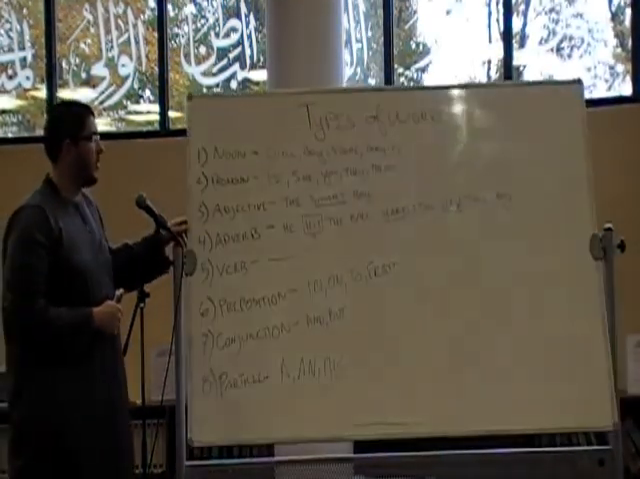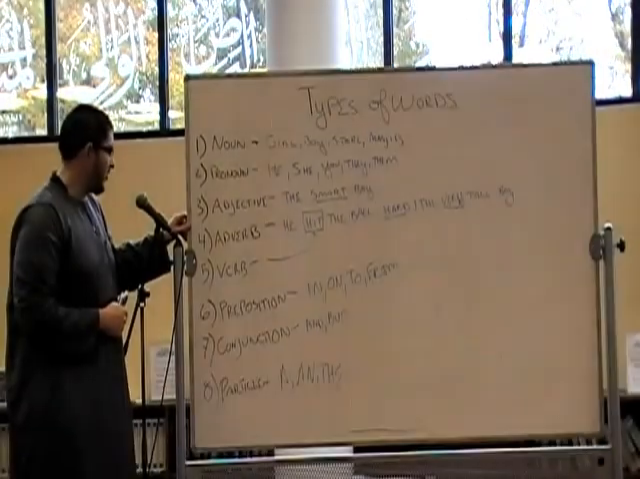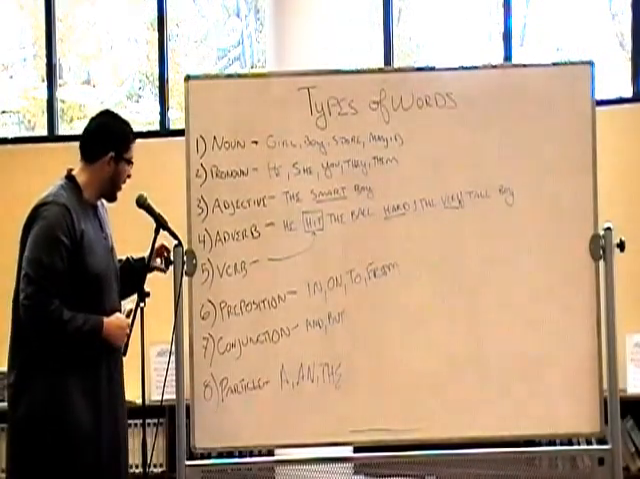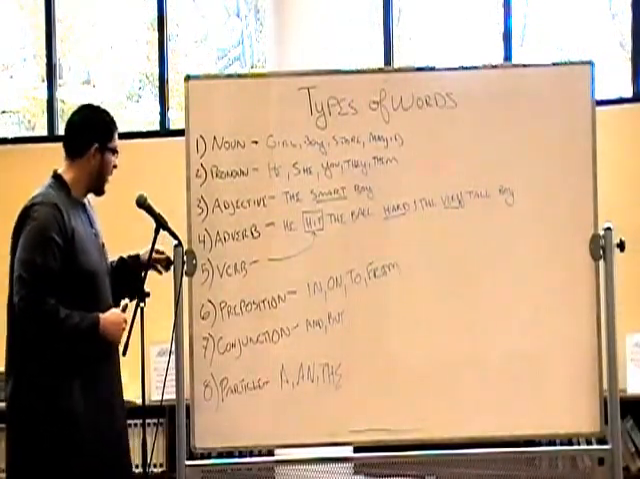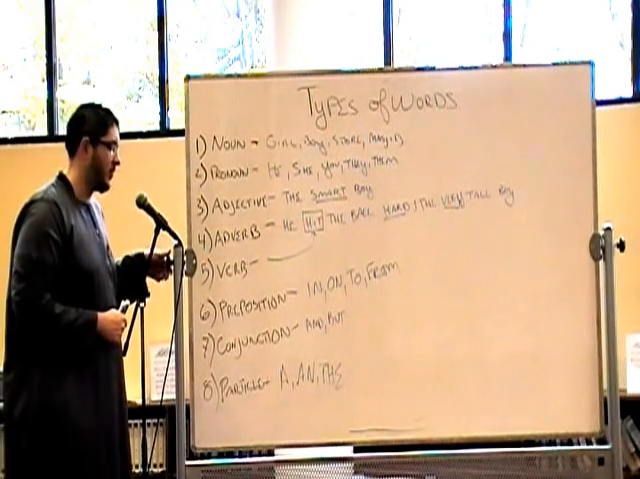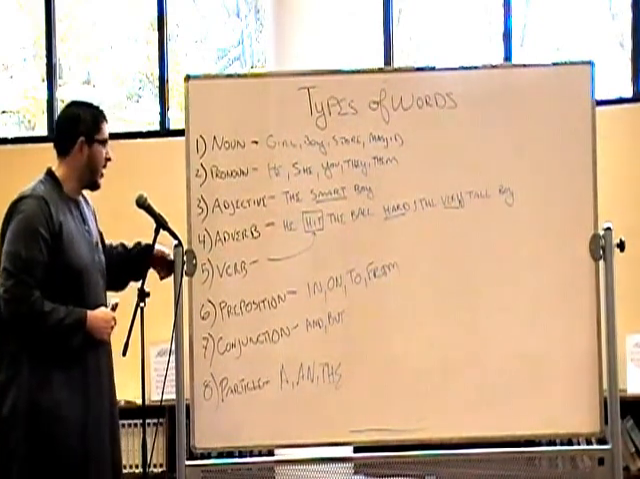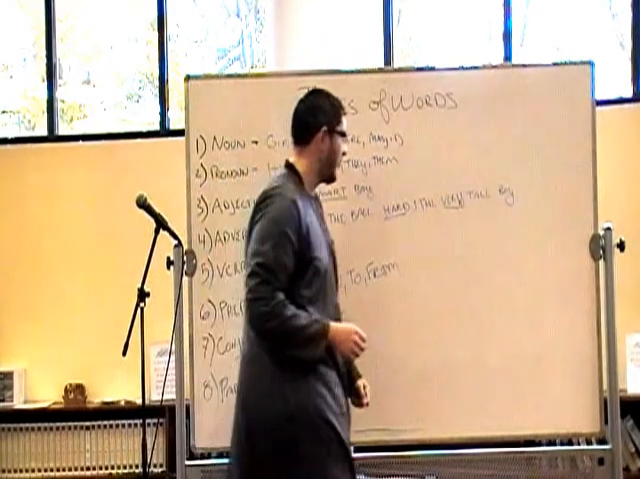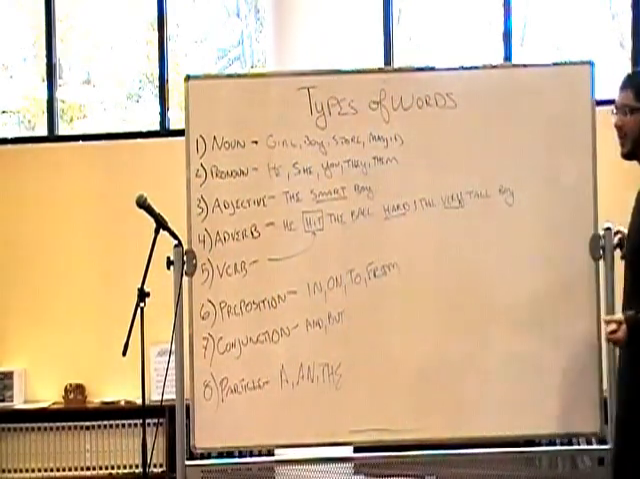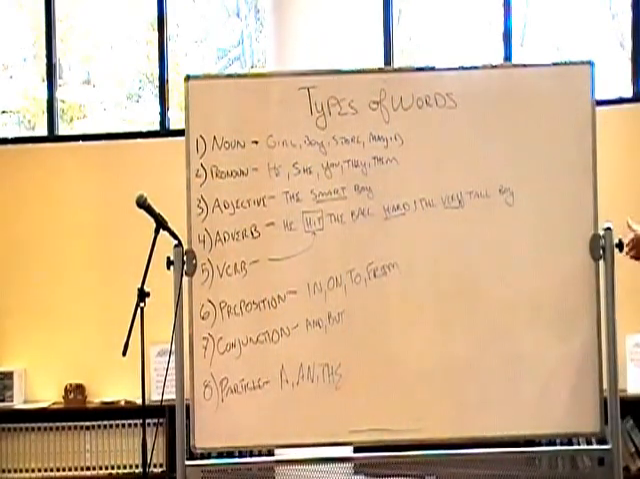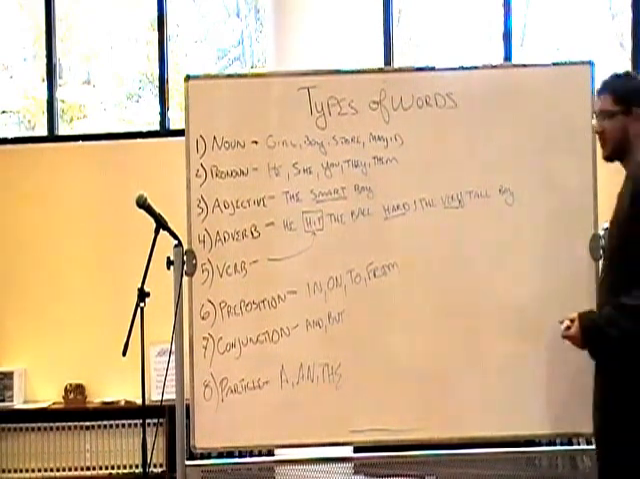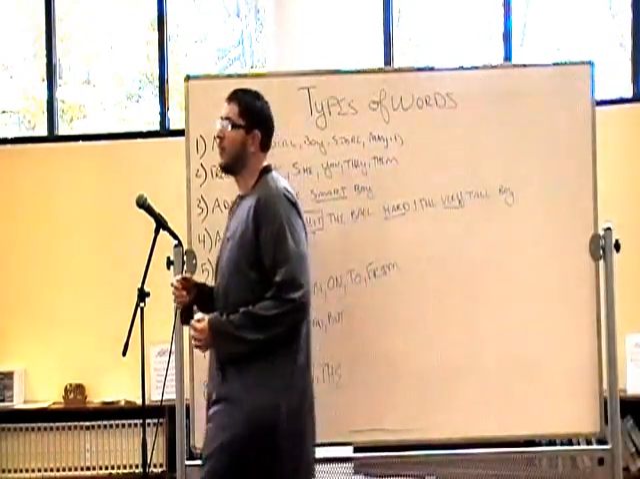So the next thing we covered in class was a discussion of the different types of words in the Arabic language. And in order for us to understand the different types of words in the Arabic language, we would like to discuss first and foremost a kind of review of English grammar. And I promise you this is not going to be an English grammar class, because I'm probably the worst person when it comes to English grammar, unfortunately.